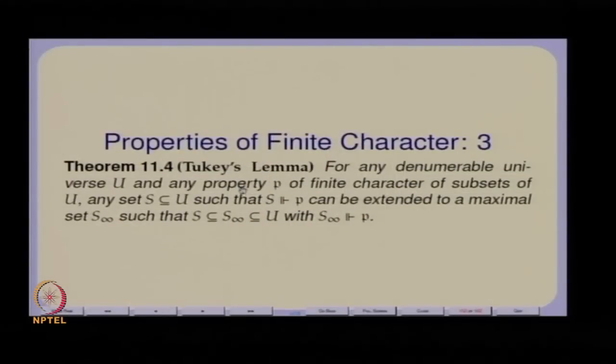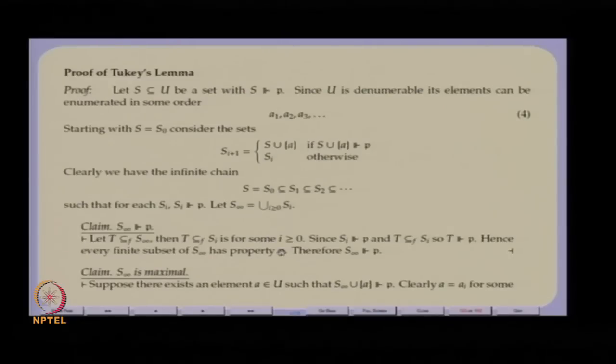So let's first look at this proof of Tukey's lemma. So it essentially says that given a property P of finite character for subsets of a denumerable universe U, any set S which has the property P can be extended to a maximal set which has this property P. Okay, right. So the proof is important because many things in computer science, in the semantics of programming languages, follow a similar approach.